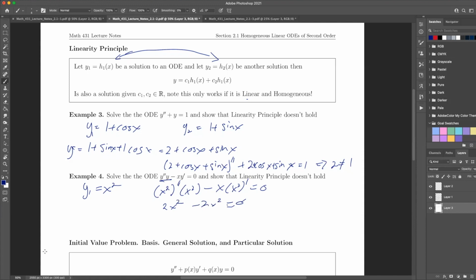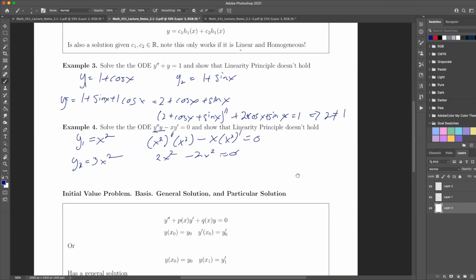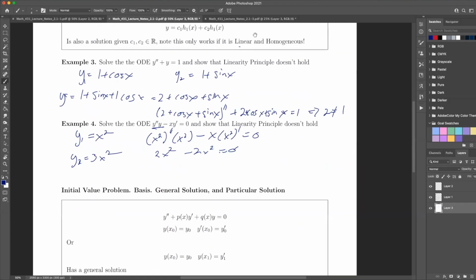But notice here, even if I take this simple answer, say y2, and just put a constant in front of it, 3x squared, this no longer works because here the 3 would exist twice, and there it only exists once, and so they no longer clearly cancel. Okay. And so it has to be linear and homogeneous. If not, you cannot use this linearity principle.